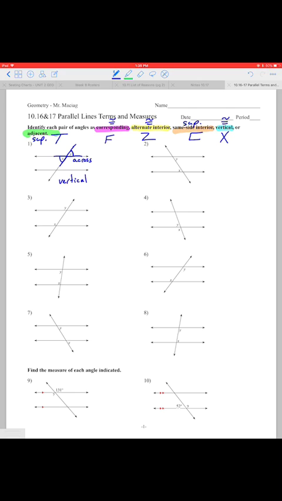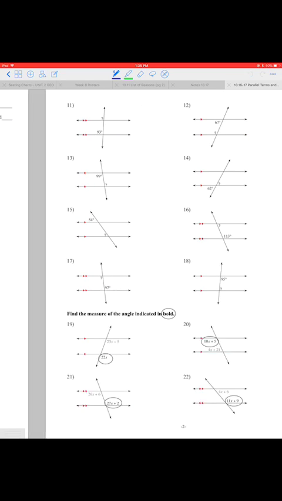Number 9, we have to use those properties. So first we have to see that 31 and the question mark angle form a letter X. So again, this would be vertical angles, which means they are congruent. So we would do question mark equals 131, and that's all the work we have to do. If you have something that's supplementary, you might have to subtract from 180.